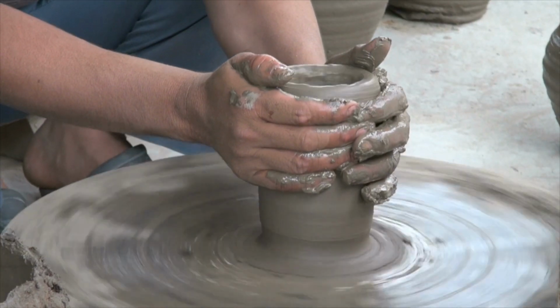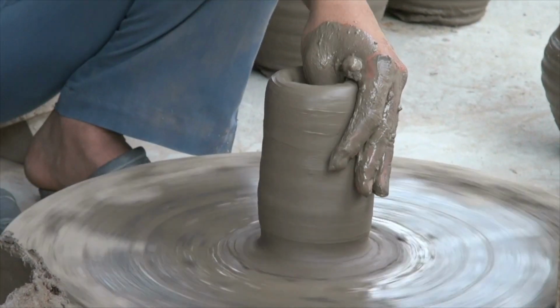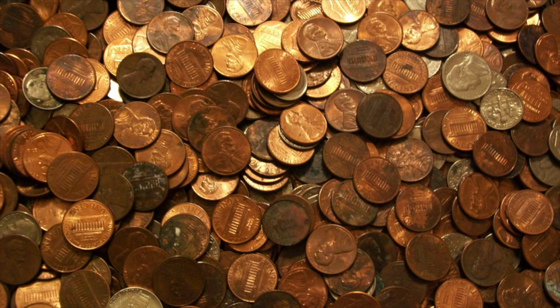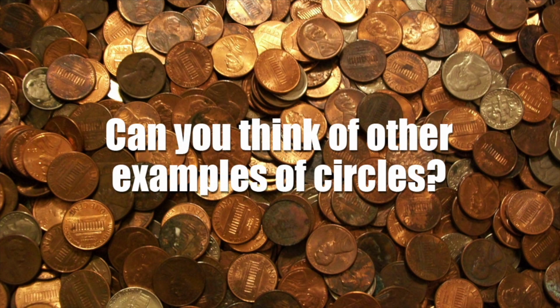A potter's wheel is used to make a plate in the shape of a circle. Coins are usually circle-shaped. Can you think of other examples of circles?